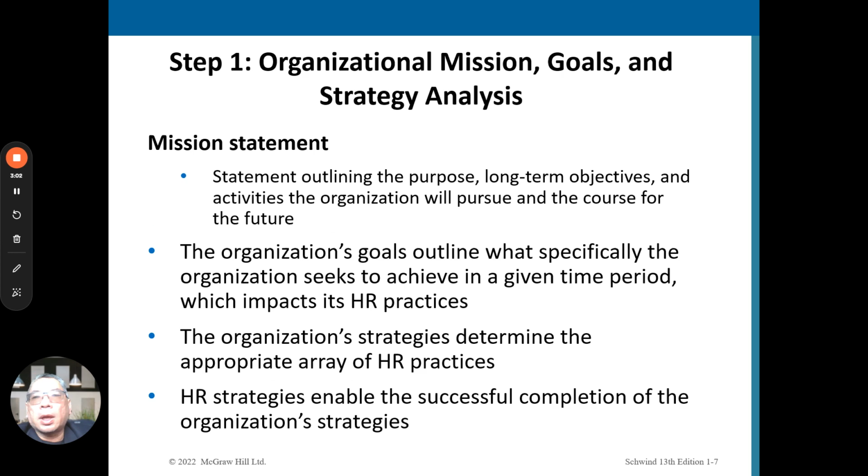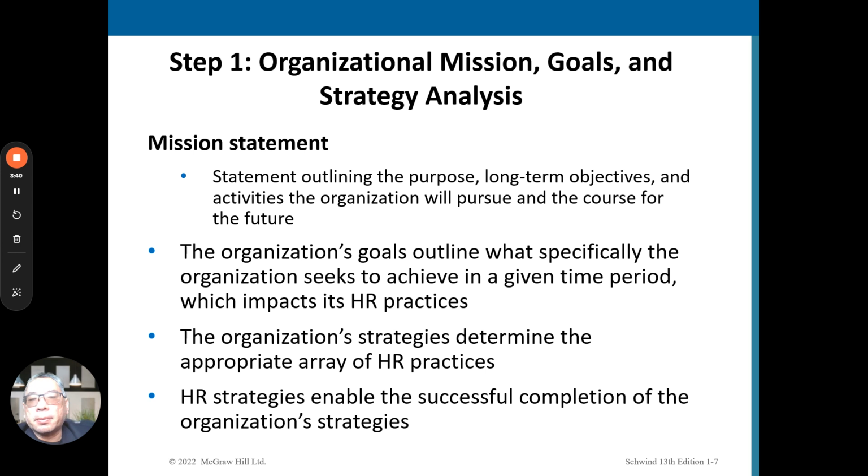Step 1, organization mission, goals, and strategic analysis. For example, the mission statement outlines the purpose, long-term objectives, and activities that the organization will pursue, and of course for the future. Organization goals outline the specific things the organization wants to achieve in a given period that have impact on its HR activities. The organization's strategies determine the appropriate array of HR practices. HR strategies enable the successful completion of the organization's strategies.